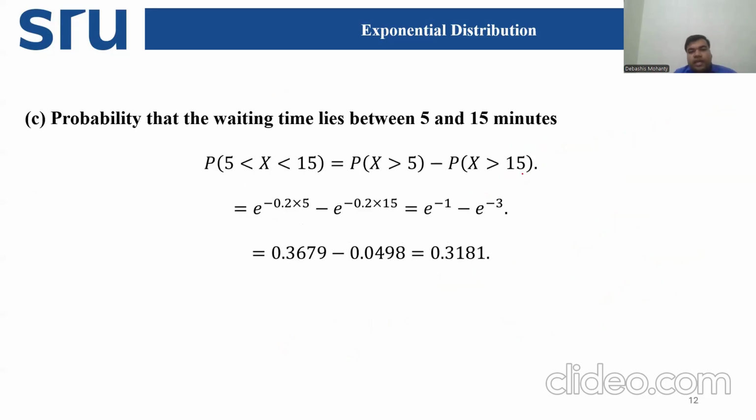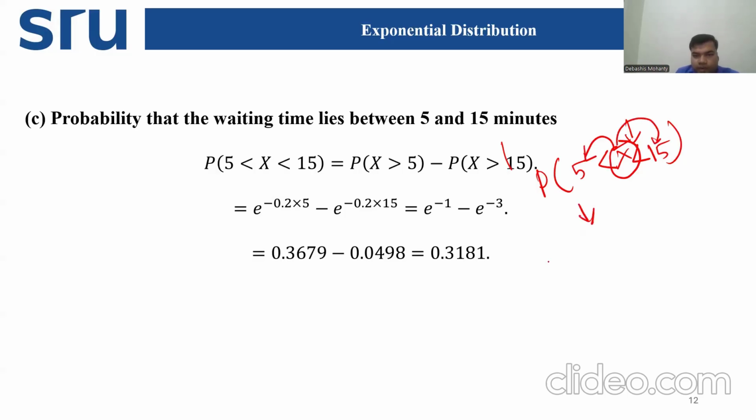Probability that the waiting time lies between 5 and 15 minutes. So that value you need to see, between those two time periods given. That means 5 less than x less than 15. That means this x value, this distribution value, lies between 5 minutes and 15 minutes.